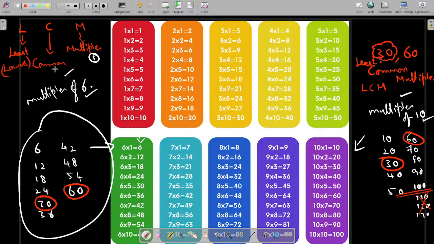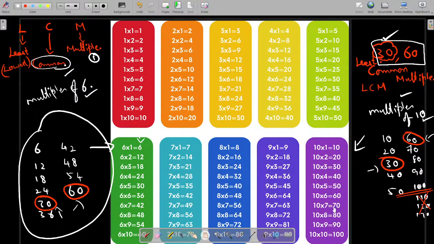Fine. Find the common multiple. What's a common multiple? 30 and 60. Okay, so these two are the common multiples. And what is LCM? You have to find the lowest value, the least value. Which is the least value? 30. This is called the least common multiple.